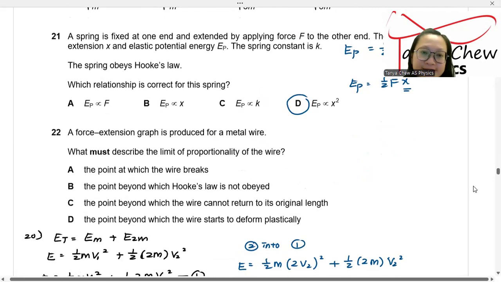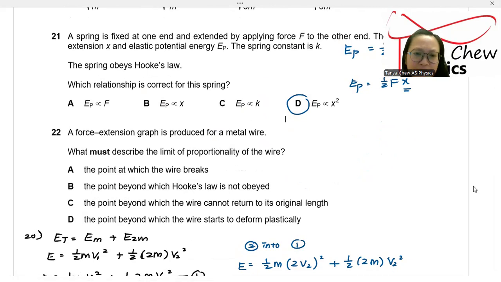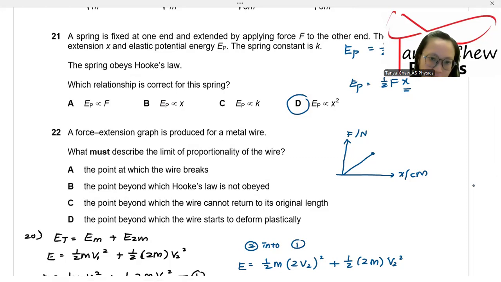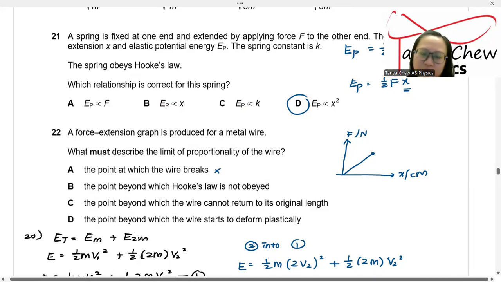Number 22, a force extension graph is produced for a metal wire. What must describe the limit of proportionality of the wire? So if this is force against extension, maybe in cm, right? Limit of proportionality is a point beyond which Hooke's law is no longer obeyed. Now let us see the point at which the wire breaks. No, it is not the limit of proportionality. It could be the elastic limit. B, the point beyond which Hooke's law is not obeyed. This is definitely true. B is the answer.